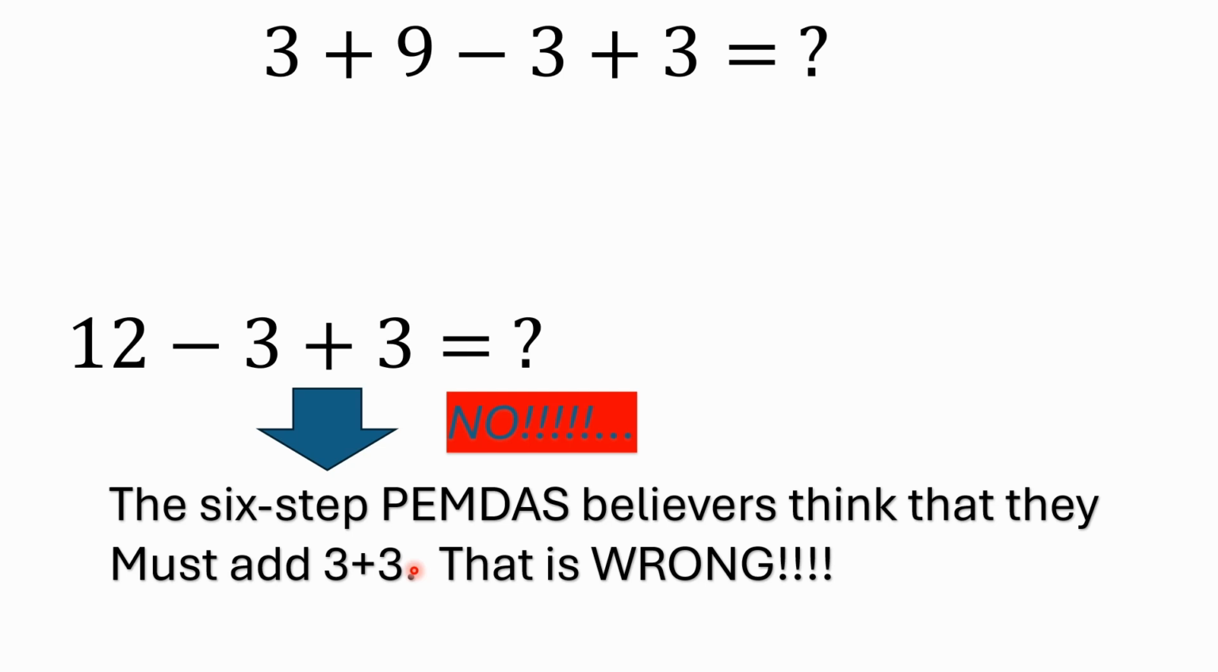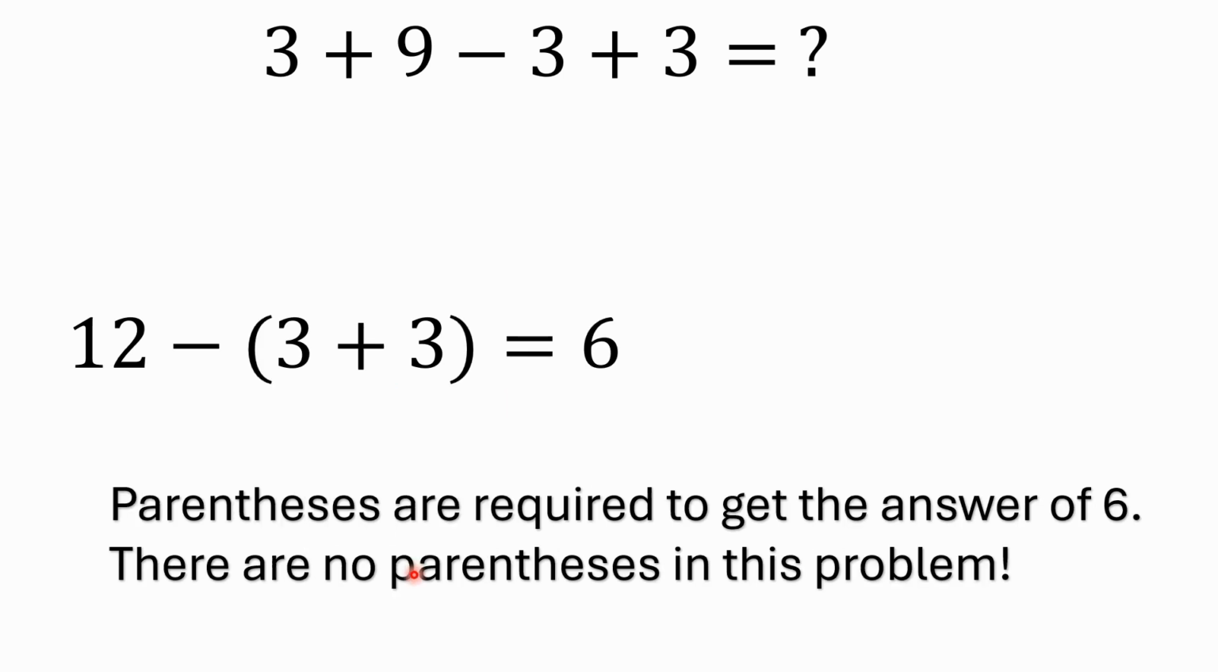That's incorrect. That's wrong. What they don't understand is that you would have to put parentheses around the 3 plus 3 in order to get 6. This equation that you see right here is correct. 12 minus the quantity 3 plus 3 in parentheses does equal 6. But parentheses are required to get the answer of 6, and there's no parentheses at all in this problem.